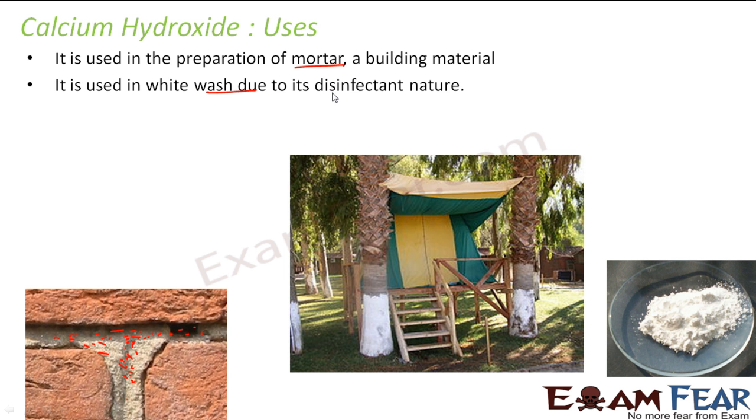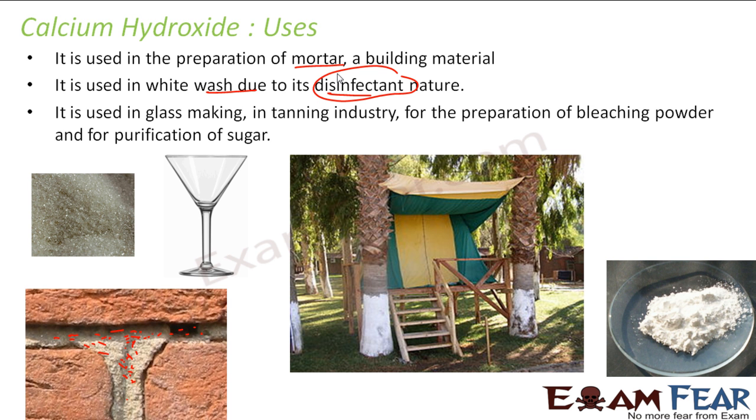It is used for whitewash, for disinfecting. For example, if you see these trees, right, they have put this calcium hydroxide here. Why? Because otherwise the tree may catch termites. In houses also, a lot of people do whitewash. If you do whitewash, all the germs will go off and your house will be clean, right? It will be germ free. So it has this disinfectant quality also.